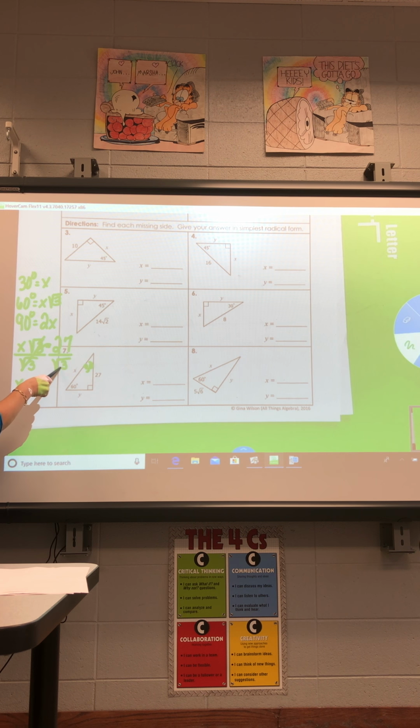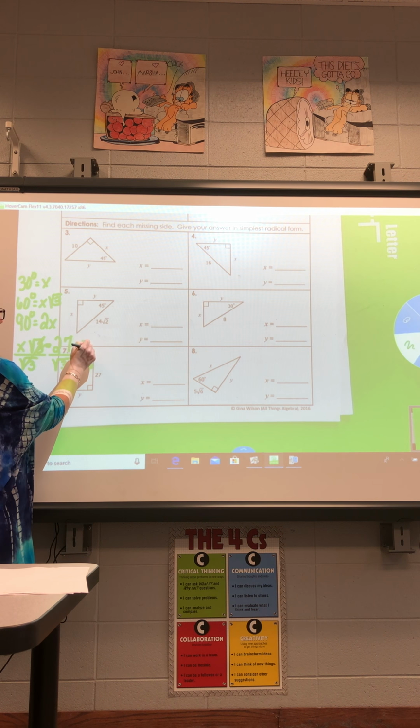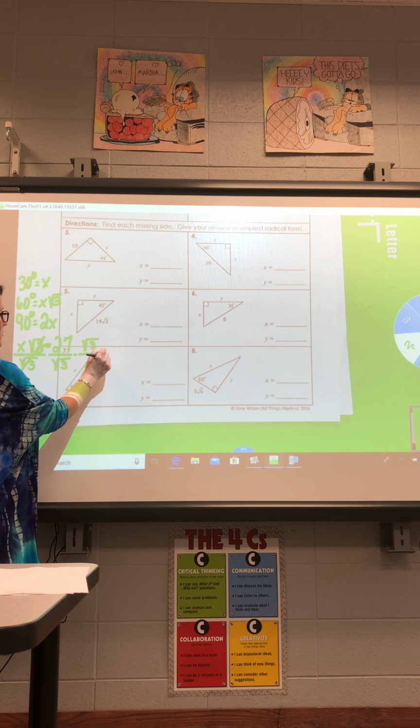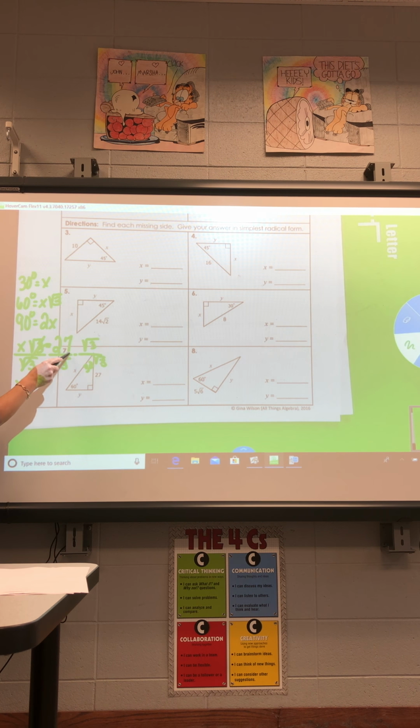Over here, I've got 27 over the square root of 3. That's a disaster. I cannot have a radical in the denominator. So let's multiply by the square root of 3 over the square root of 3. 27 times the square root of 3 is exactly that. Because this one's outside and this one's inside, just multiply them together and get 27 square roots of 3.